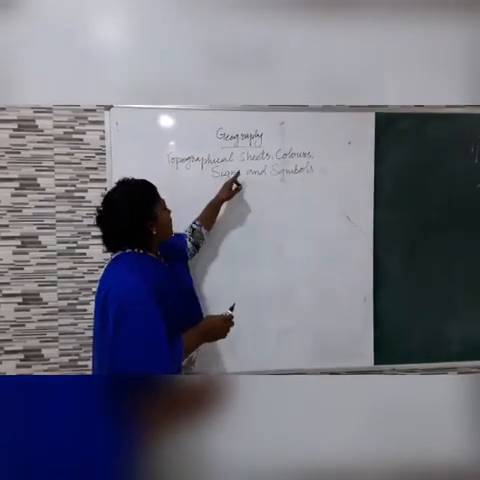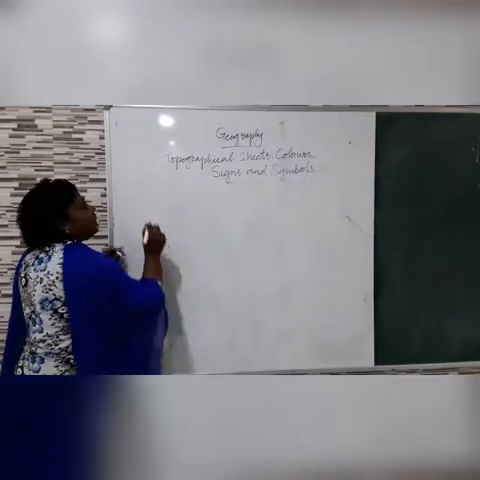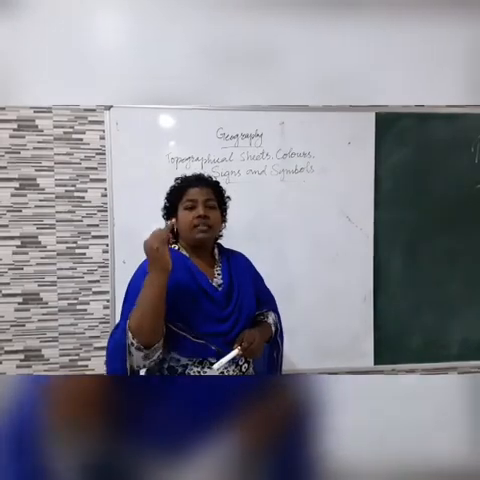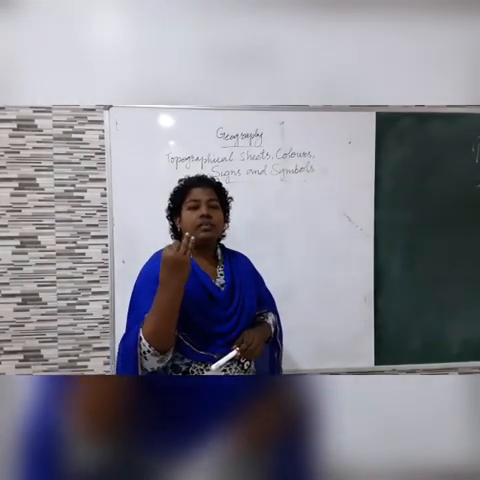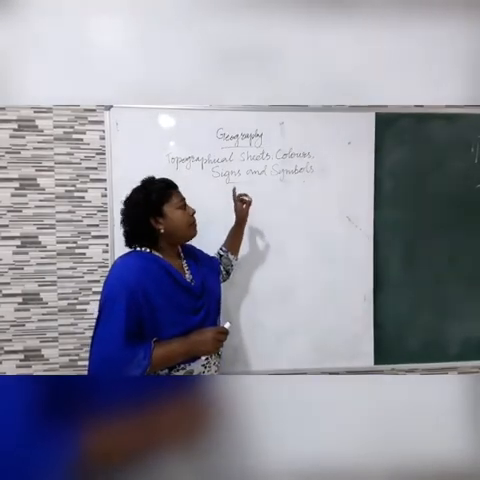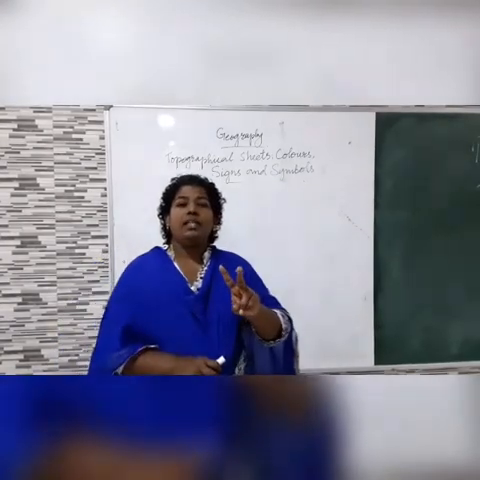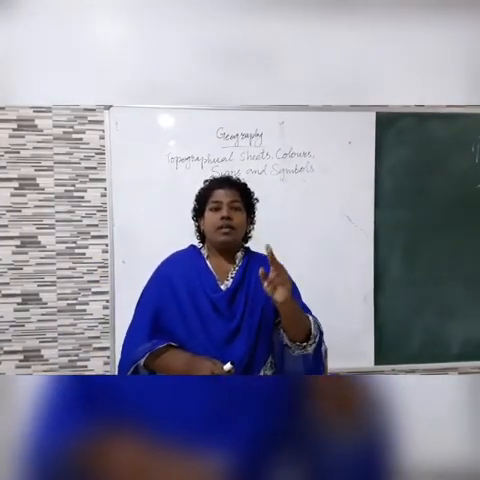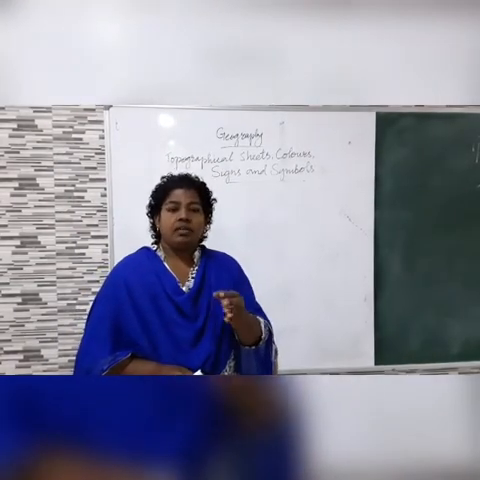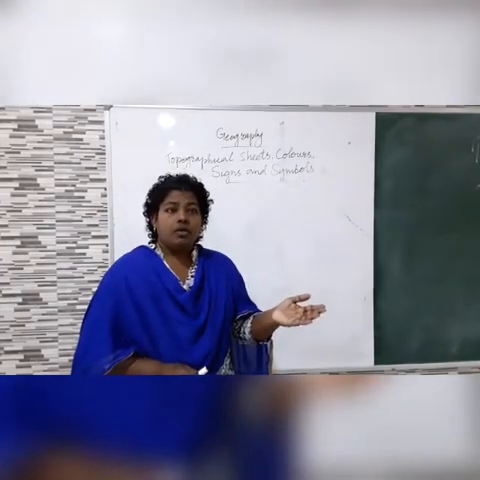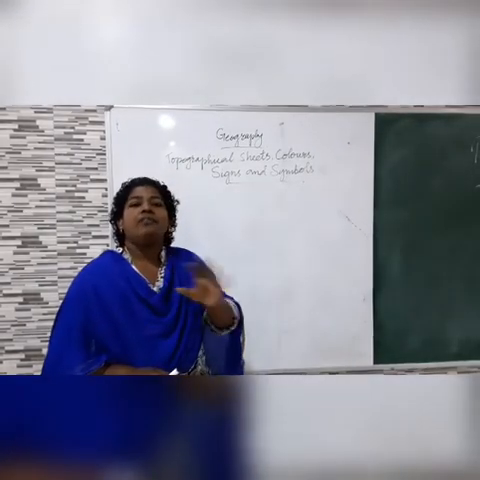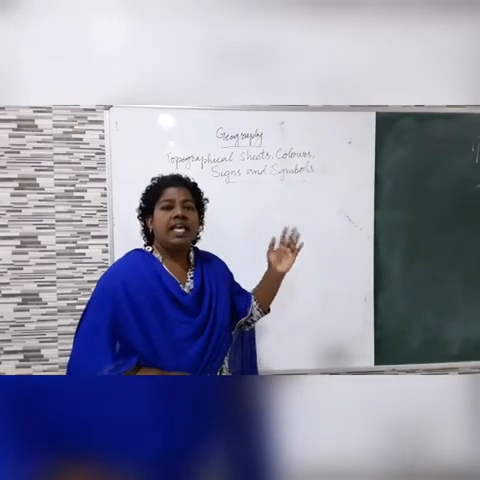When we see topographical sheets, there are two types of scales. What are the two types of scales? One is large scale, another one is small scale. In the drawing of a map, there are two types of scales: small scale and large scale. And two more things are there, plan and sketch. A plan is a drawing made with the help of a scale, and a sketch is a rough drawing. There is no usage of scale in a rough drawing.